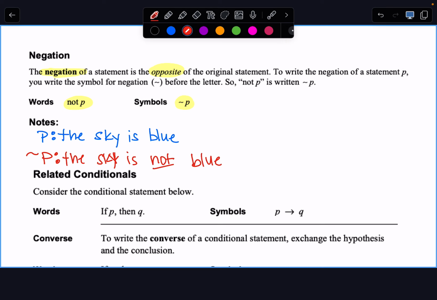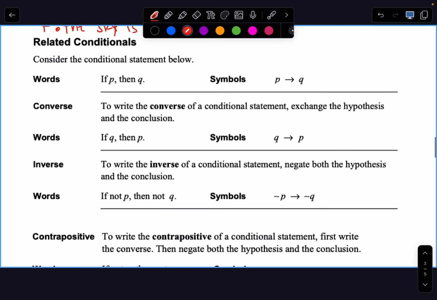Okay. Now, here comes the fun part, and this is what we get to practice for the next couple days. There are 4 different statements you need to be able to write. First is the conditional statement. If P, then Q. P implies Q. Okay. Then we have what's called the converse. The converse means we're just going to flip the order. Q implies P.